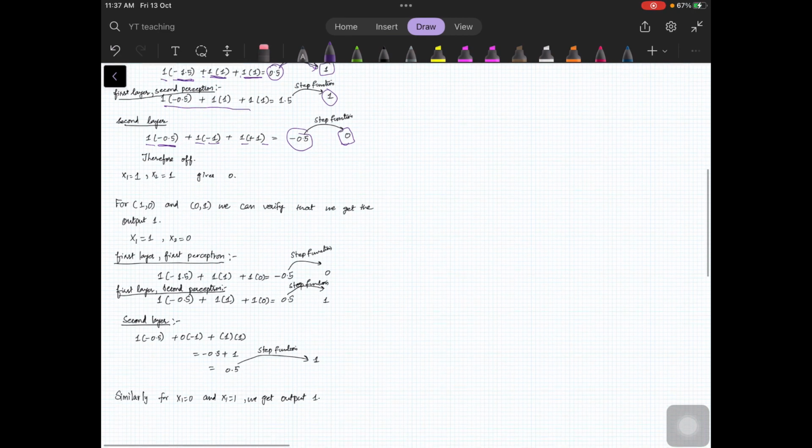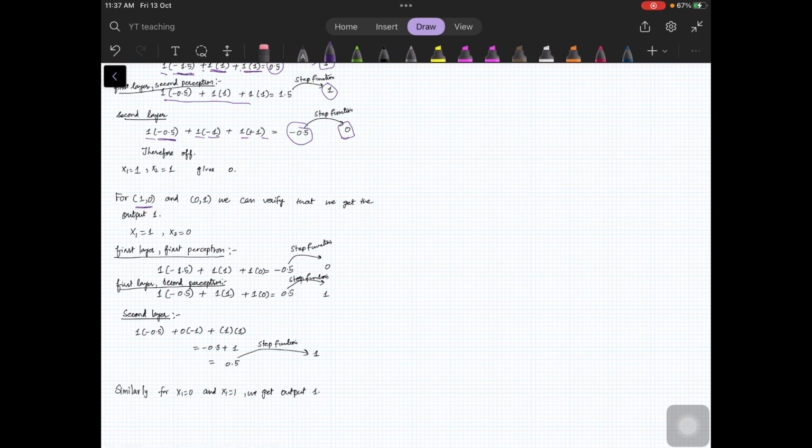Similarly, you can do it for the other combinations of inputs, 1 comma 0 and 0 comma 1. Here are my calculations, and you will see that you'll get a 1 output. That was what we were expecting.